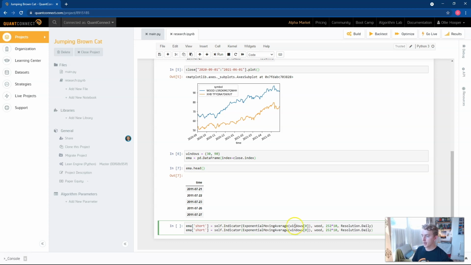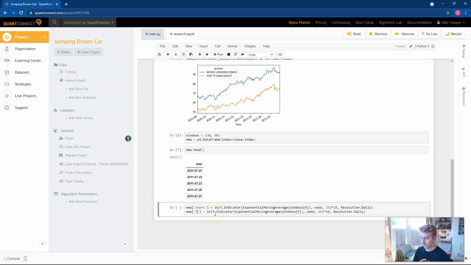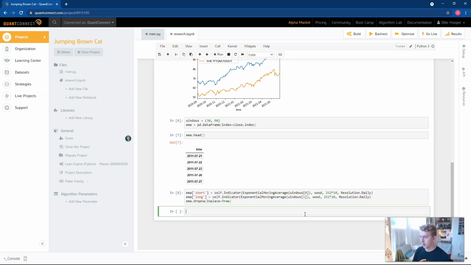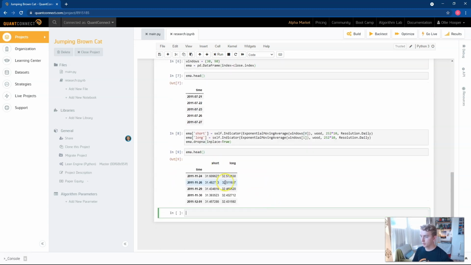We're going to copy that and repeat it for our long window, and just change it to that. Now let's drop any NaNs that we have in there, and there we go. So now if you look at our EMA data frame, you can see it's been populated with the exponential moving averages.